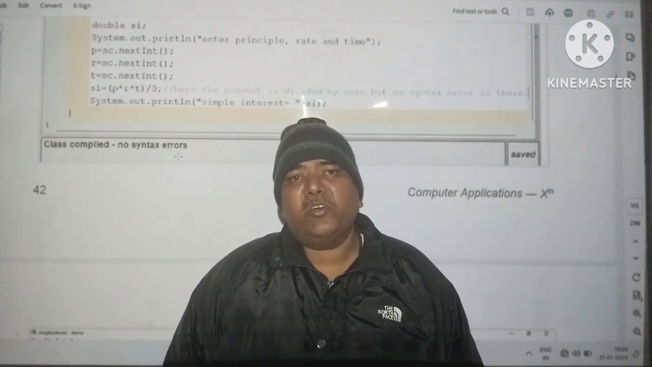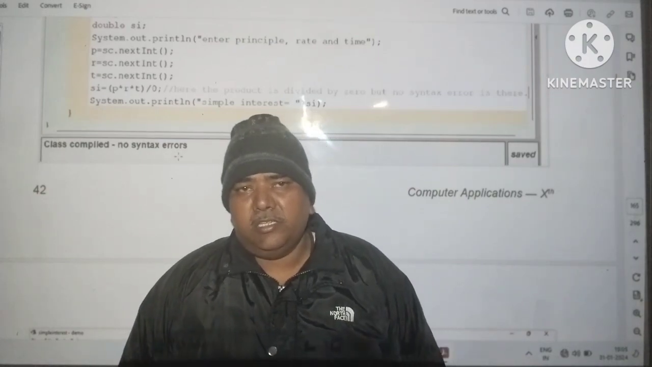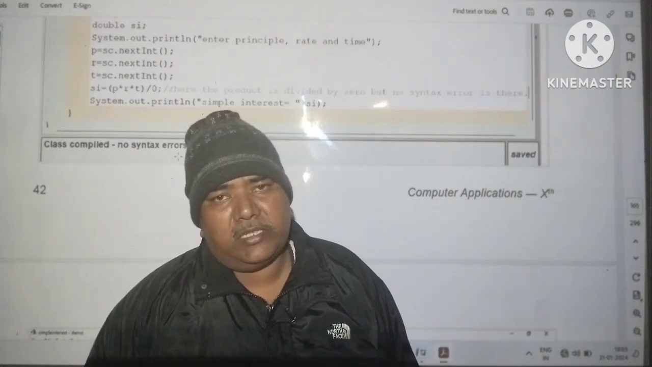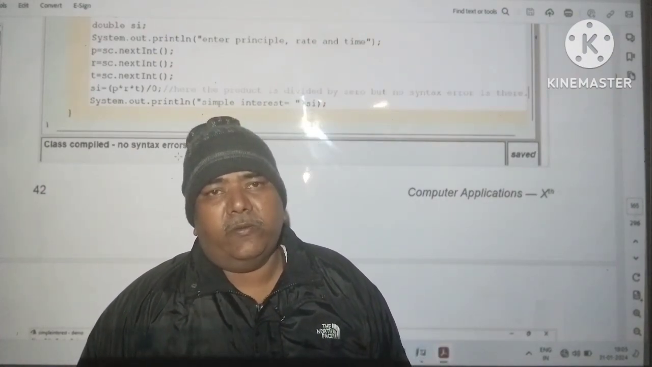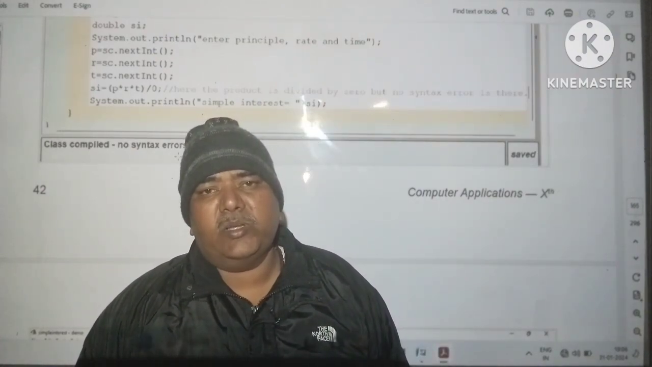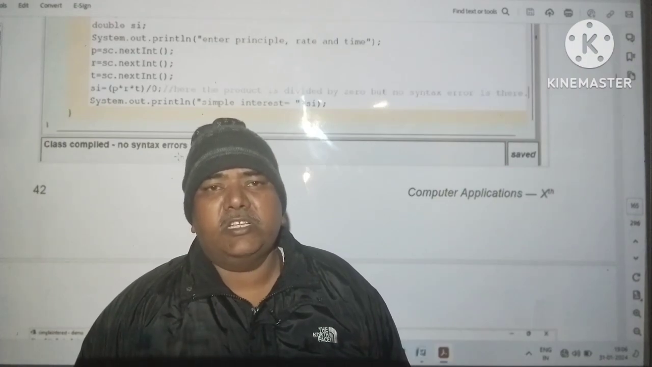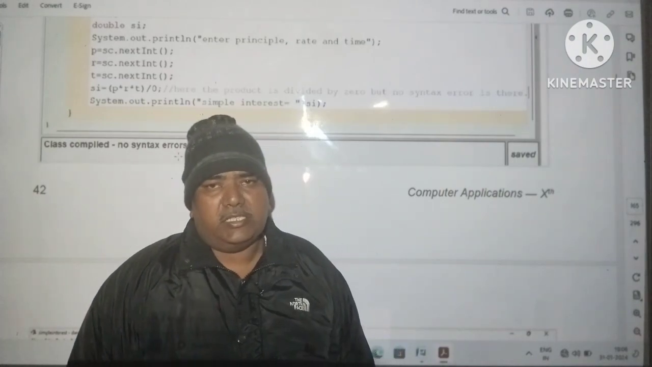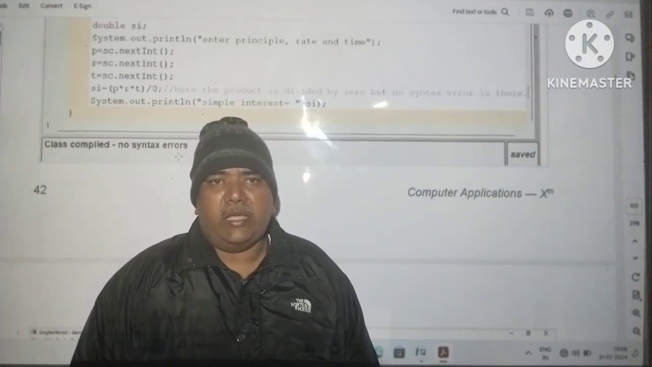And then one more error. Suppose you have an array of size 5. Then the location numbers will be from 0 to 4. If you want to access any location number beyond 4, then it will display a runtime error, ArrayIndexOutOfBoundsException. That is a runtime error.